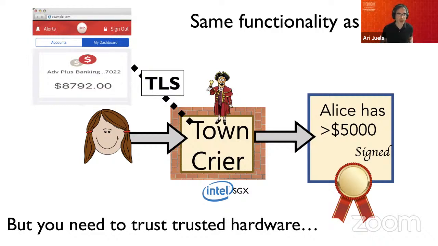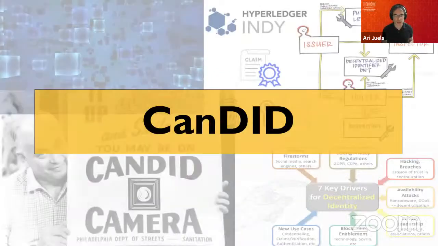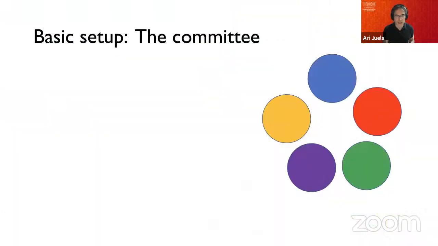The only problem with this approach is that you need to trust trusted hardware in order for it to work. And there are many, because of weaknesses recently evinced in SGX, that don't like trusted hardware. But for those who do, this is a more direct and more efficient approach to achieving the same goal. Okay, so at this point, having gotten the building block out of the way, I can discuss Candid.